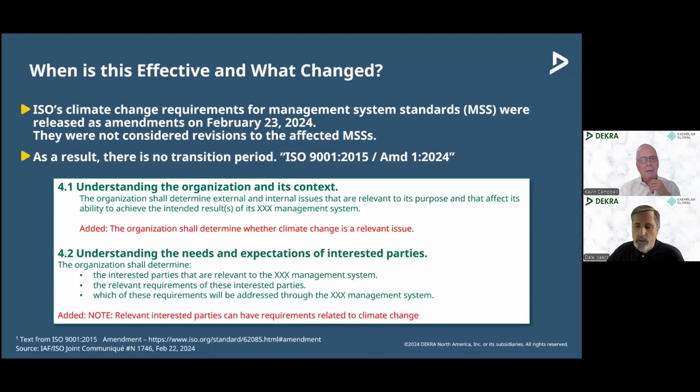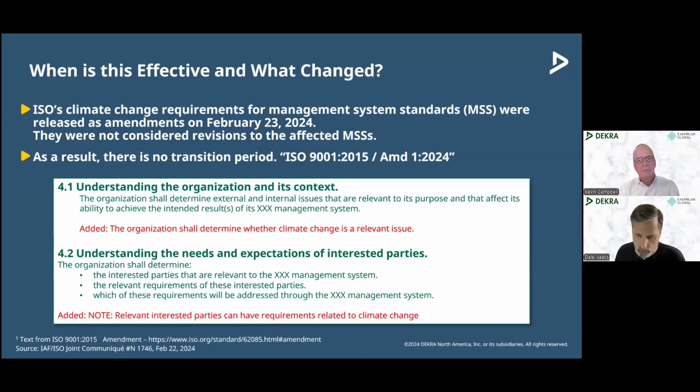Clauses 4.1 and 4.2. You'll recognize, of course, 4.1 and 4.2 as context and interested parties. In clause 4.1, context, a shall requirement was issued. You'll recall 4.1 requires organizations to determine what the internal and external issues are that could affect their business. The text that was added states that the organization shall determine whether climate change is a relevant issue for your business or not. That's a requirement. In 4.2, a note was added.